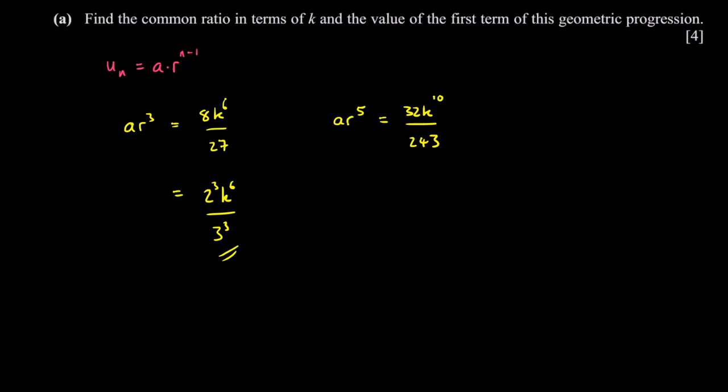And then 32 is 2 to the power 5, because 2 to the power 3 is 8, to the power 4 is 16, to the power 5 is 32. And 243 is slightly harder to know, but I think you should know the powers of 3. So 3 squared is 9, 3 cubed is 27, 3 to the power 4 is 81, and 3 to the power 5 is 243. Because you're doing a non-calculator paper, you should be able to recognize that that is a power of 3. And the fact that you've got 27 here is a clue to that.